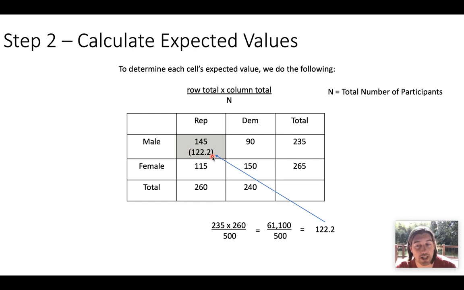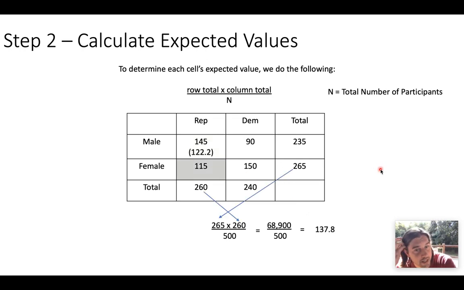Again, organization is key here. You don't want to confuse this value with any of your other values. You want to know that that is the expected value for Republican males. You can do that however you would like. I like to just write it in that cell and put it in parentheses.